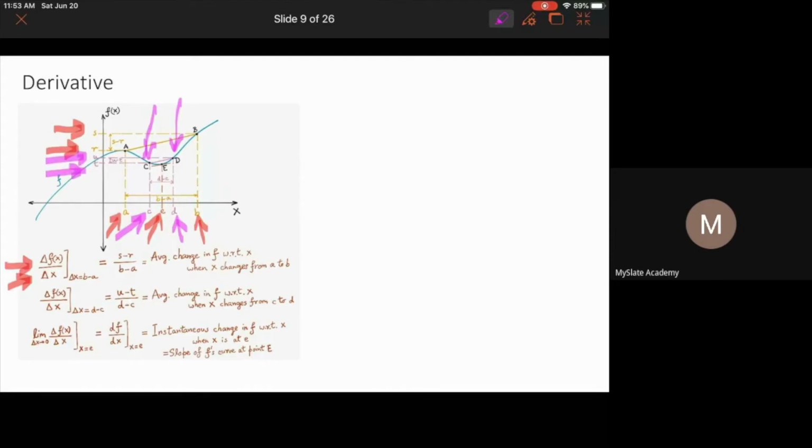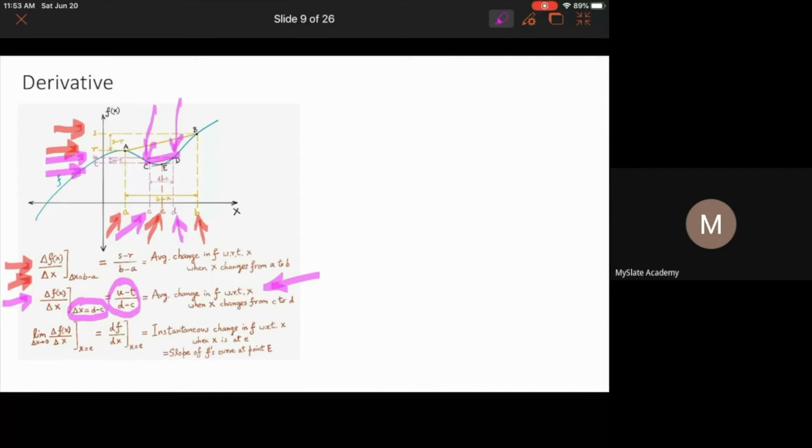Okay, so delta f by delta x, when the interval delta x is d minus c, is u minus t by d minus c, right? So the difference in the values that the function takes at those 2 points, which is u minus t, divided by the delta x, which is d minus c, the interval. Now this again is a kind of average change of f with respect to x. This might be a better approximation than the previous one. This is the slope of this line CD here, right? Why is it a better approximation? Because interval CD is a narrower interval around point E than the previous interval AB, right?